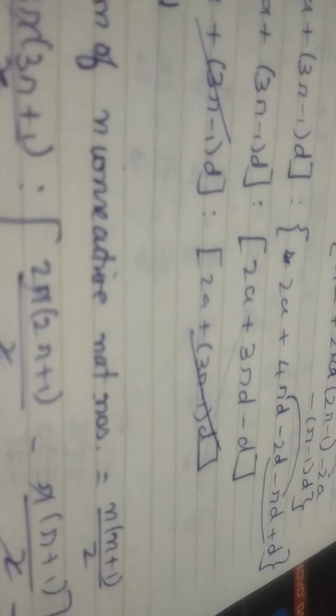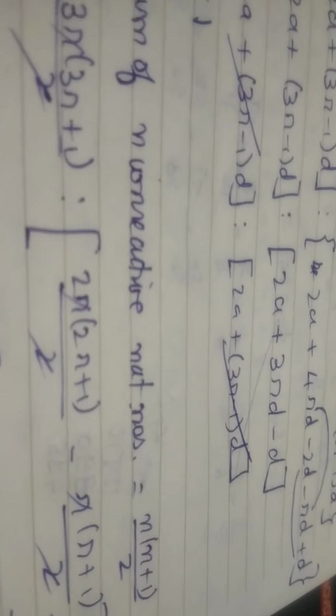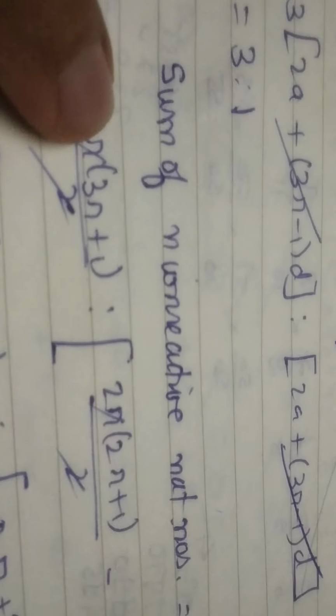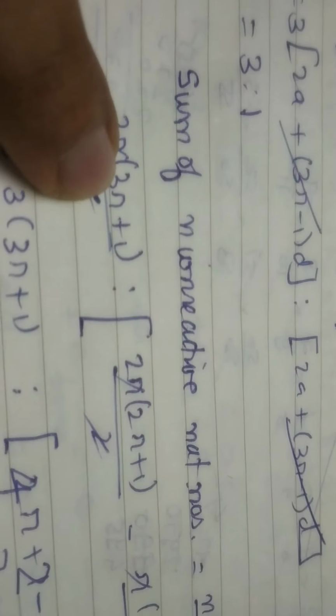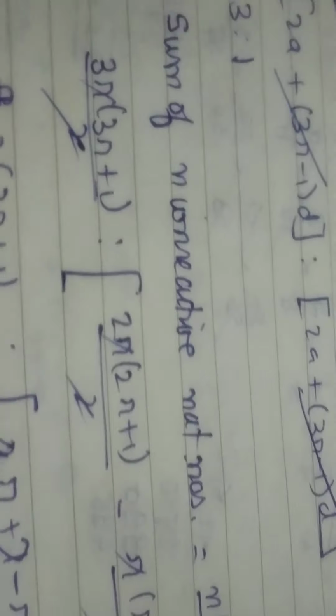Second method, sum of n consecutive natural numbers. You know, the sum of n consecutive natural numbers is given by the formula n of n plus 1 by 2. Substituting the value of n here, n is 3r, correct? 3r of (3r plus 1) divided by 2 is to 2r of (2r plus 1) divided by 2 minus r of (r plus 1) divided by 2.